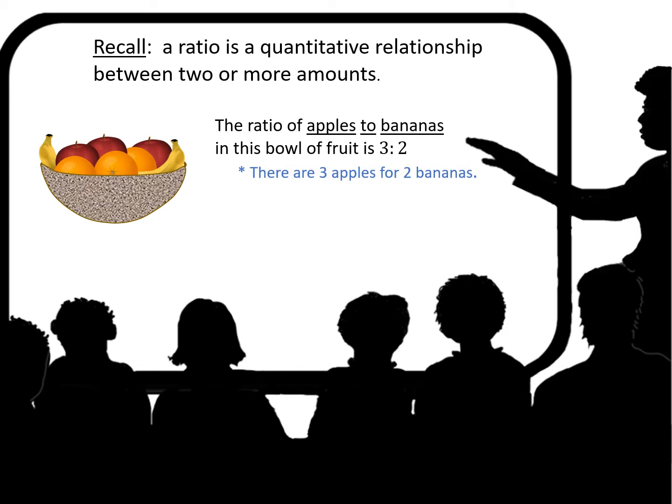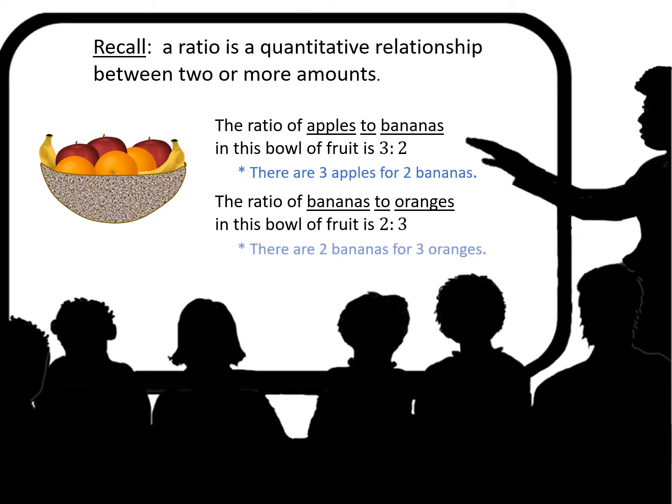Look at this bowl of fruit. The ratio of apples to bananas in this bowl of fruit is 3 to 2. There are 3 apples for 2 bananas. The ratio of bananas to oranges in this bowl of fruit is 2 to 3. There are 2 bananas for 3 oranges.